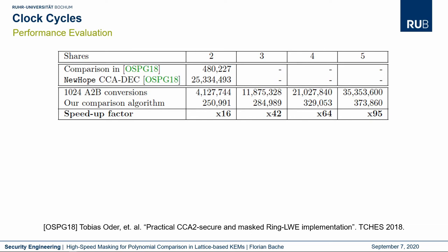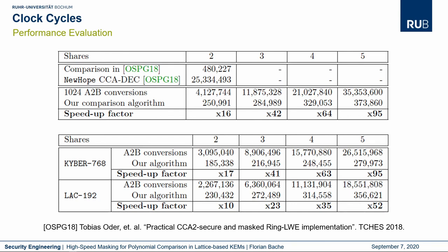For higher orders, of course, this comparison algorithm doesn't work, so we cannot provide any numbers there, but we can compare ourselves with the A to B conversion-based approach. And as you can see, the performance gain is significant. It starts out with a factor of 16 for two shares, and for five shares, we are already almost 100 times faster.